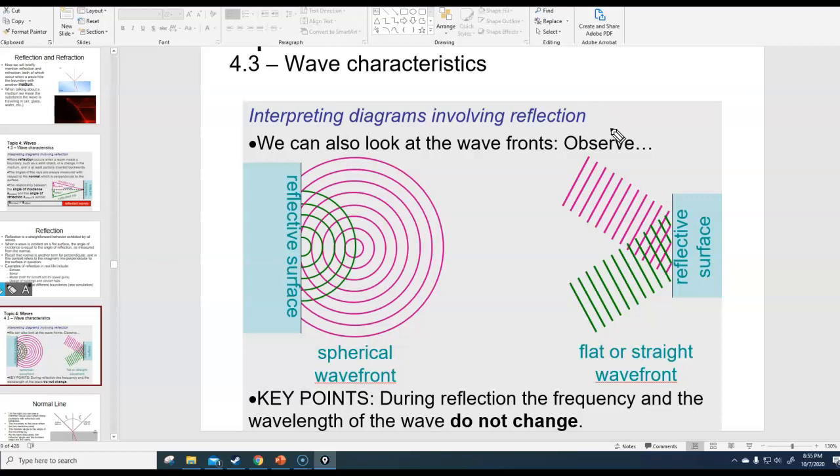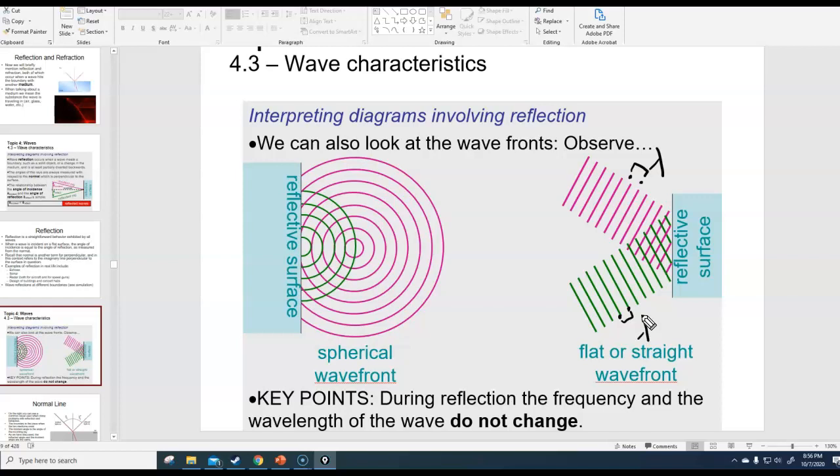And so you can measure wavelength given a picture of wavefronts just by taking a look at the distance between two wavefronts, and that separation would be lambda, which is the wavelength. And so you can see here that the wavelength of the incident wave and the wavelength of the reflected wave is actually the same size. Okay, so there's no frequency change and no wavelength change of a wave during reflection off of a surface. In the next video, we'll see how that's different for refraction.